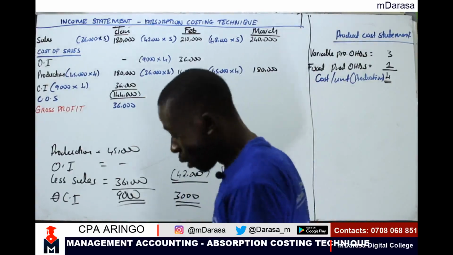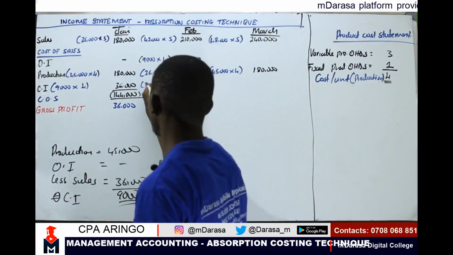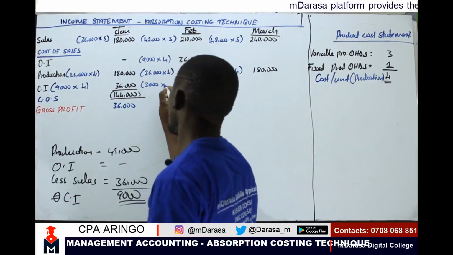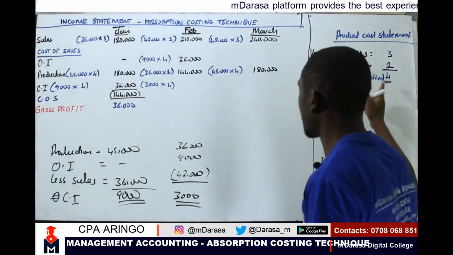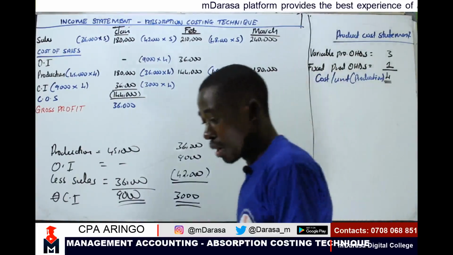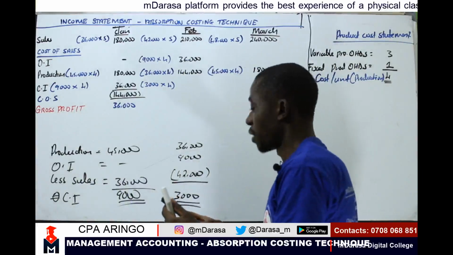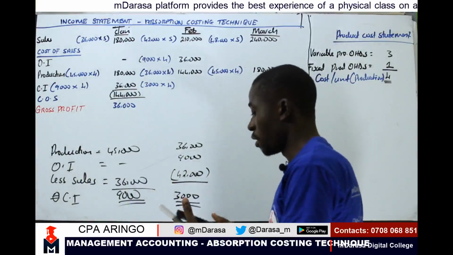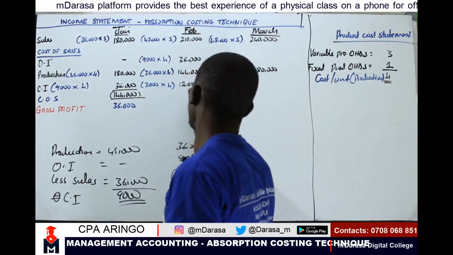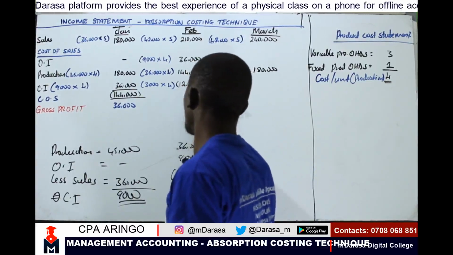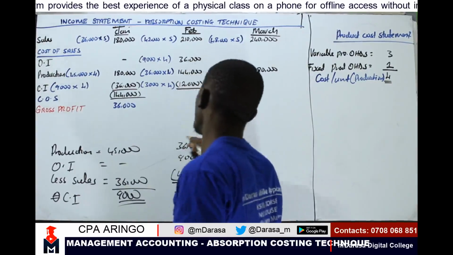So write here 3,000 units by the production cost per unit, which we had calculated here. So my closing inventory in the month of Feb is 3,000, we multiply by 4 to give me how much? 12,000. That is our closing inventory. Remember this when you are deducting.